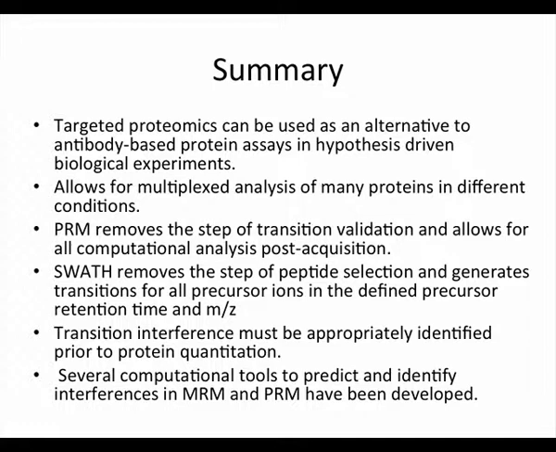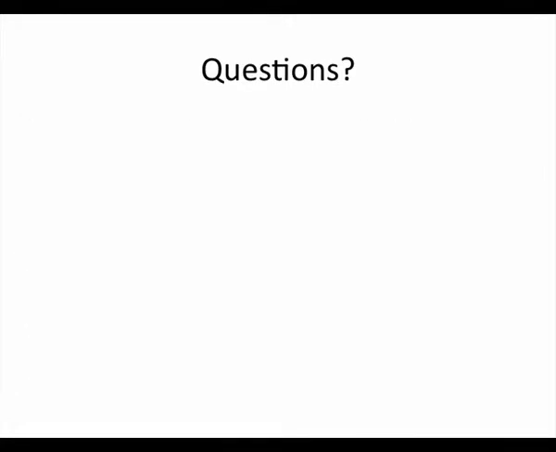And then transition interference must be appropriately identified. That's a really huge deal because otherwise the protein quantitation is going to be completely wrong. And several computational tools to predict and identify the interferences have been developed and I think will continue to be developed. It's a big need within the computational and informatics world. So with that, if you guys have any questions.